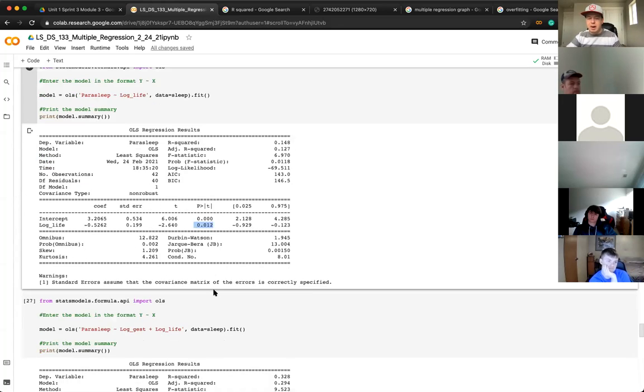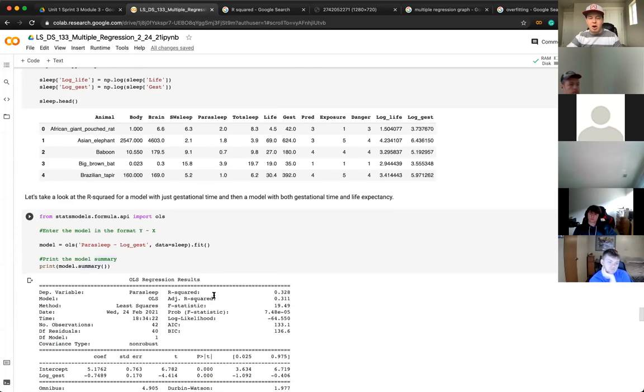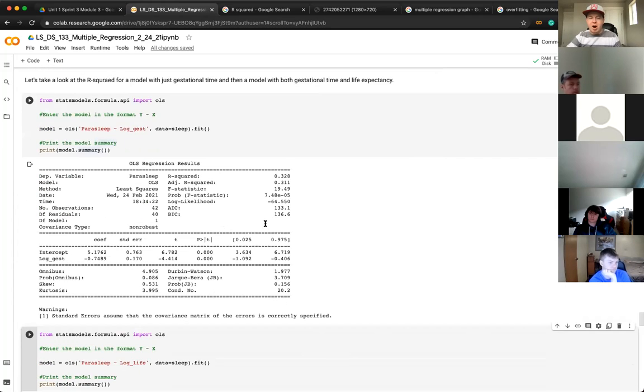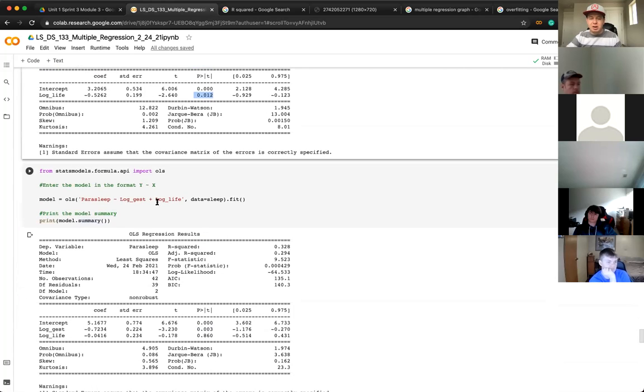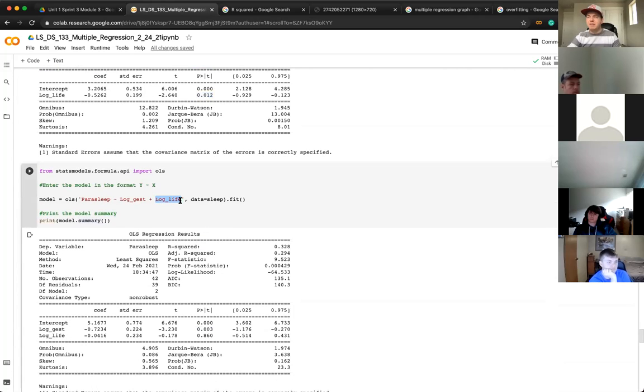How come on their own they are individually significant, but when put together, the log of life is the one that gets thrown out? Why not gestation? Why is gestation not the one that becomes insignificant when we combine them? What do you think?